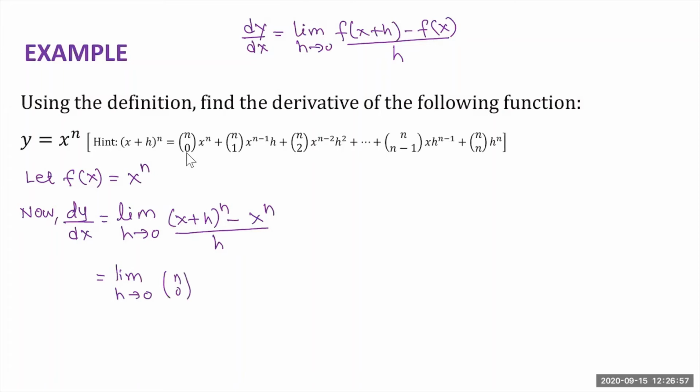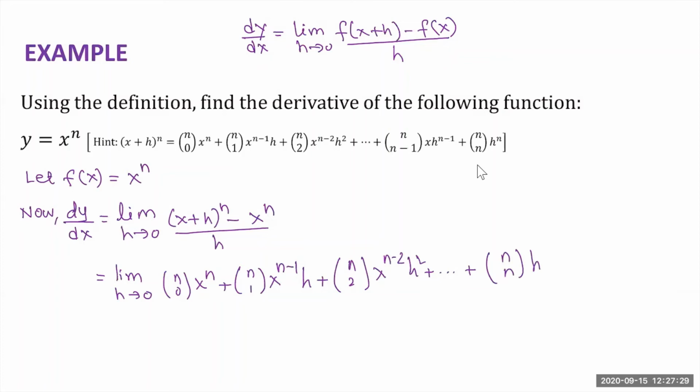n0 x to the n, then plus n1 x to the n minus 1 multiplied by h, plus n2 x raised to n minus 2 h squared. Then this will continue all the way to the last one, which is nn x h raised to n. Then we have to divide all of these by h.